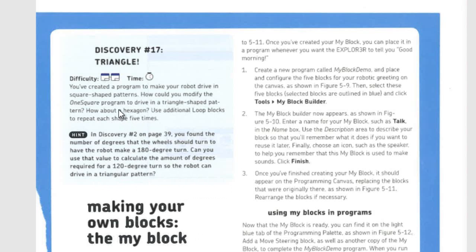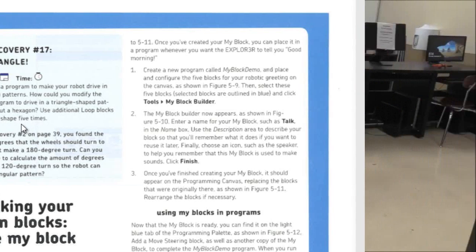All right, so Discovery 17, you're going to make a triangle-shaped pattern that it repeats 5 times. You're going to make a hexagon-shaped pattern that it repeats 5 times. So go ahead and do that, and I will show you what it looks like if it's completed correctly.